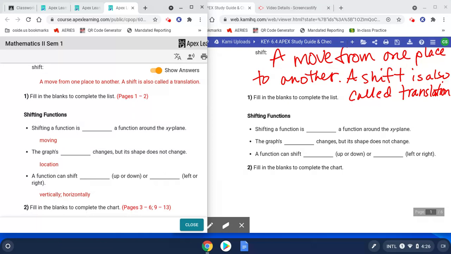So let's talk about the movements that we're going to see. Shifting a function is moving a function. And the graph's location changes, but not its size or shape. A function can shift vertically or horizontally. Remember that horizontally means right or left, and vertically means up or down.